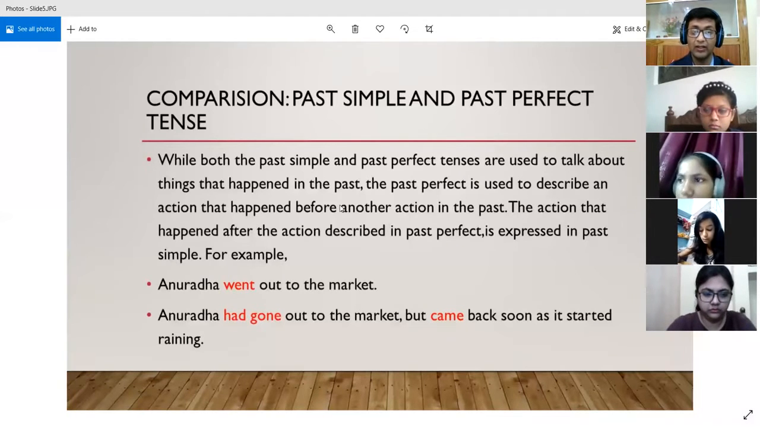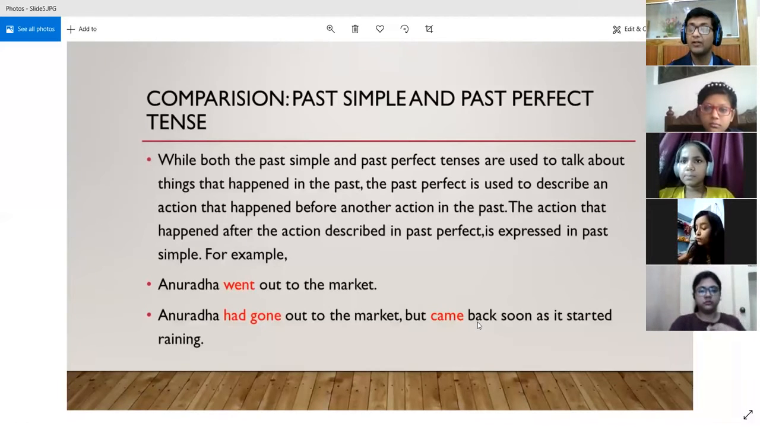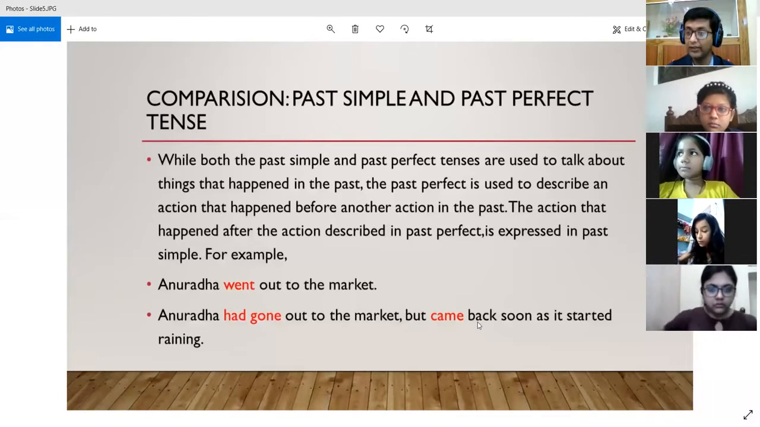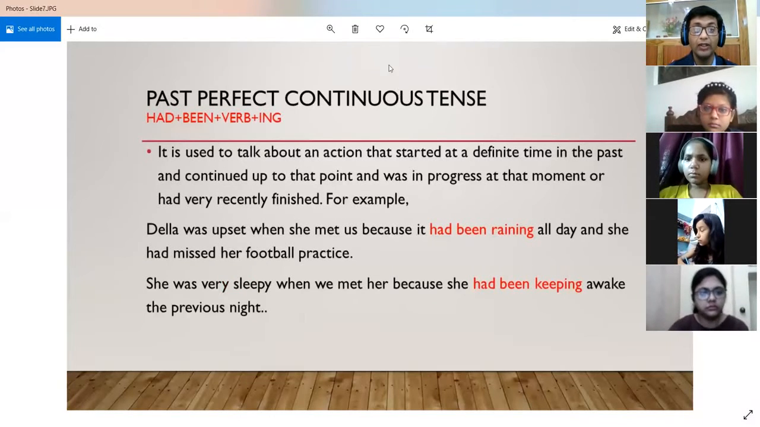All right, so you can understand what the use of past simple is. Past simple is just focusing on an act that happened, and we are reporting that such and such act happened in the past. But the past perfect tense is comparing two actions that happened in the past, which one happened first and which one happened later on. Okay. Now we come to the past perfect continuous tense.